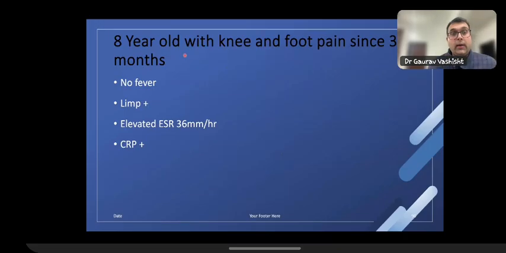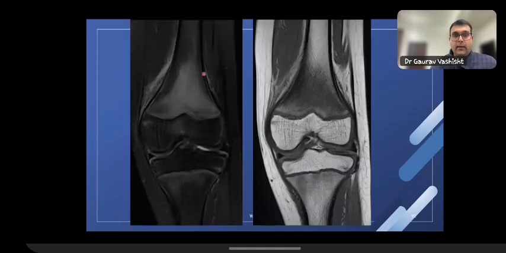Okay, so an 8-year-old kid with knee and foot pain since 3 months. No fever, limp present. There's elevated ESR and CRP is elevated. So these are the two images which I mentioned showing you. Please feel free to answer. What could this be?